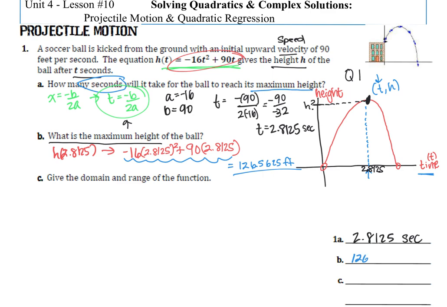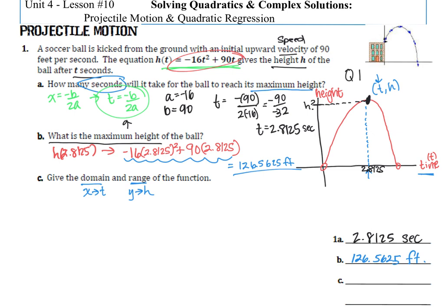126.5625 feet. Okay, give the domain and range of this function. Okay, so domain, remember, means x's, which here we are going to say t's. And range usually means our y's. In this situation, it means h's. So for your domain and range, you're asking for the starting or lowest value for that given variable to your highest value.